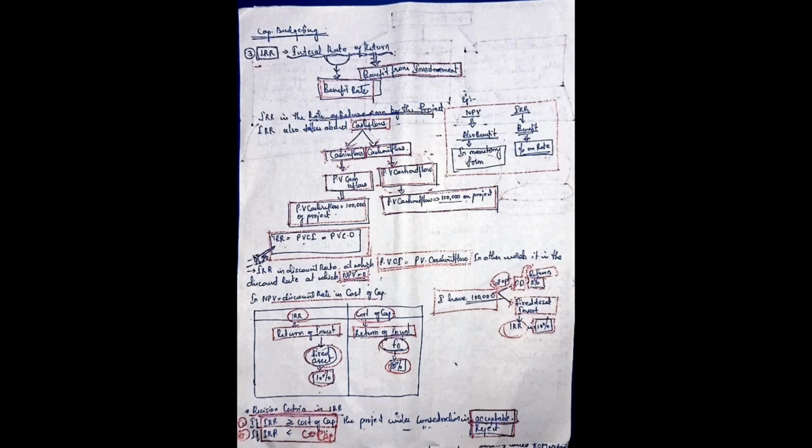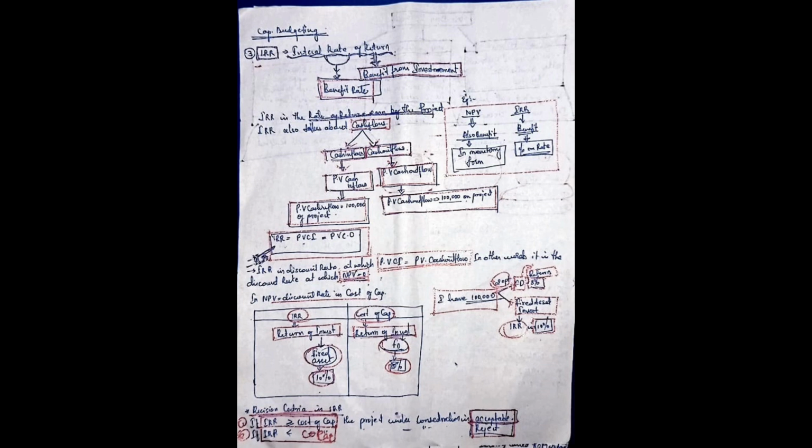This NPV is divided by the annuity factor, which comes to 2,48,109 for X, and 2,30,047 rupees for Y. Both 2,48,000 and 2,30,000 will be the NPV.